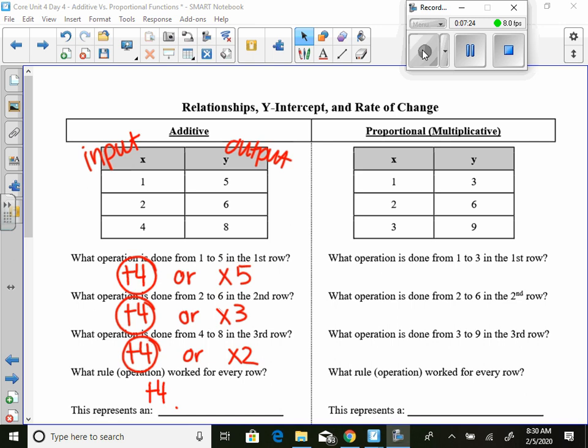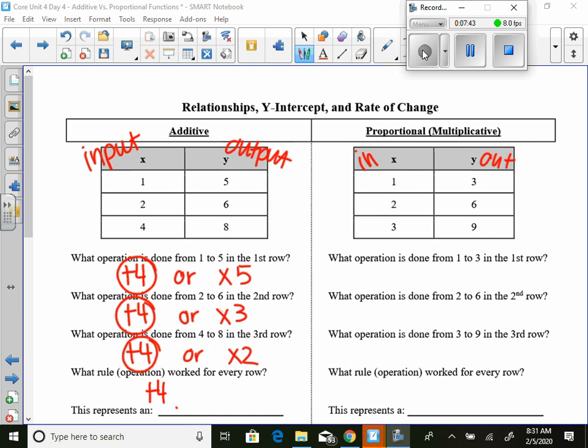Now that we've looked back at our additive, we can move over to our proportional or multiplicative. When we're given our table for this, we still have to ask ourselves what operation is being done. Our x goes in, our y comes out, so what's happening in between?